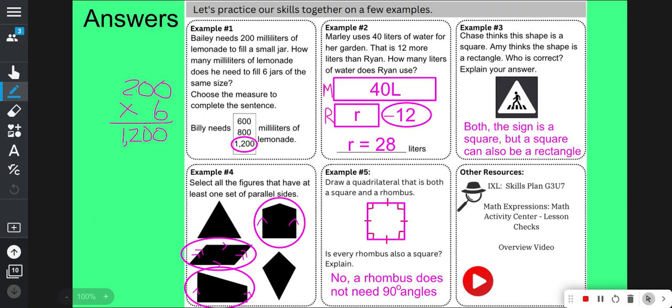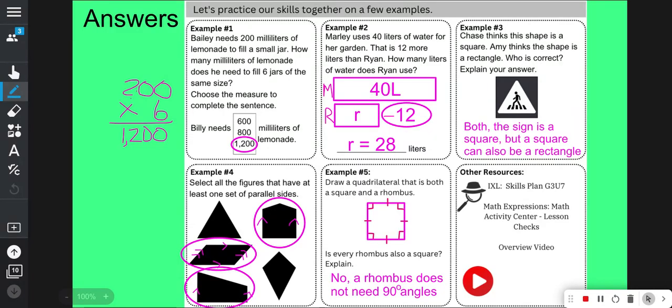All right, welcome back. The first one, if Bailey needs 200 milliliters of lemonade to fill a small jar, how many milliliters of lemonade does he need to fill 6 jars? We would do 200 milliliters times 6, and we would find out that it is 1,200 milliliters of lemonade.